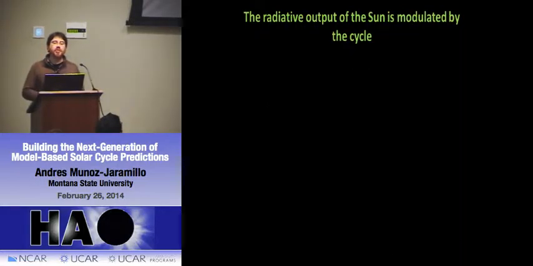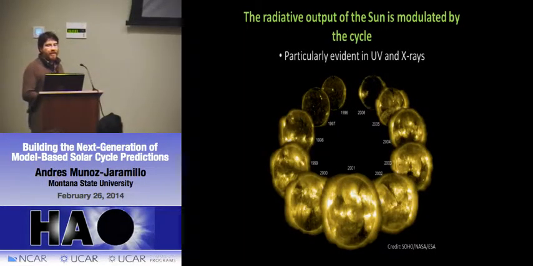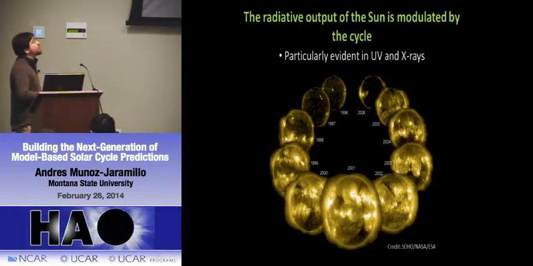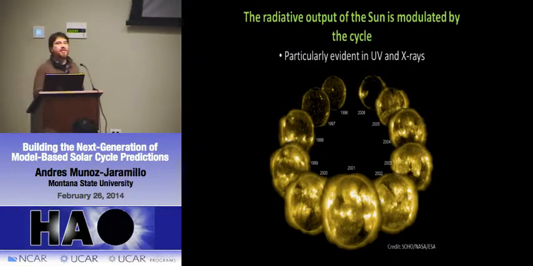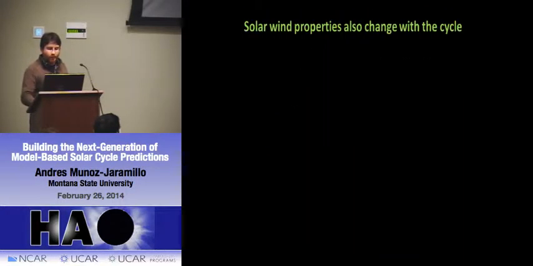Now, the radiative output of the sun is also modulated by the cycle. And this is particularly evident in the energetic part of the spectrum. Here are snapshots taken by SOHO in EUV during the entire solar cycle, once per year. And you can clearly see how it's much brighter at maximum than it is at minimum. And this happens at all levels in the spectrum. And you can even see some modulation when you look at total solar irradiance.